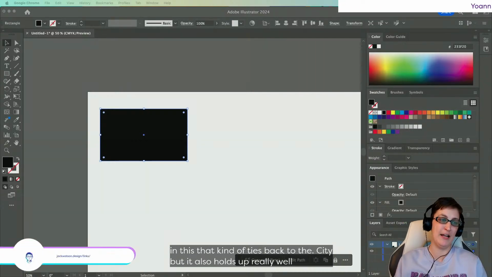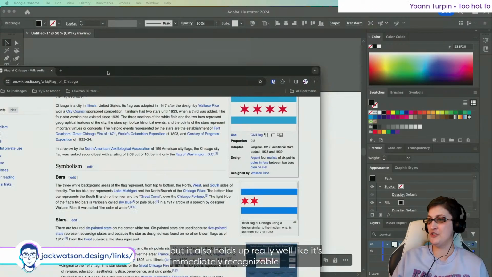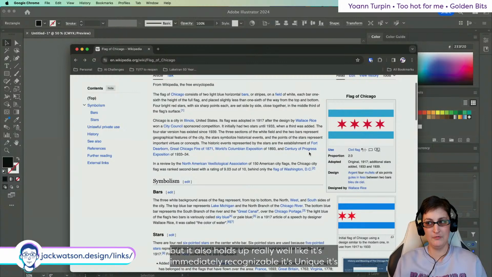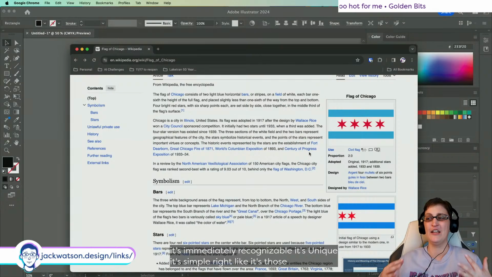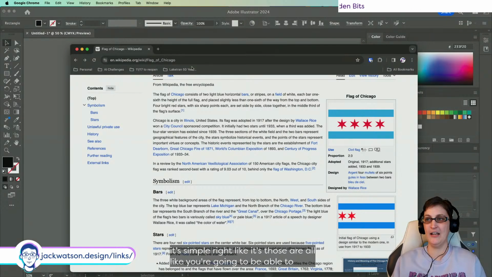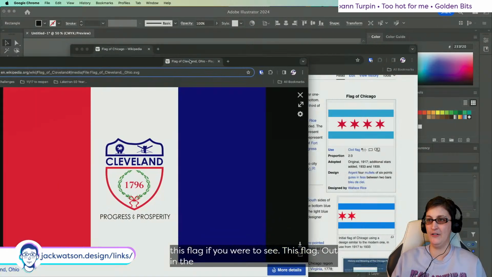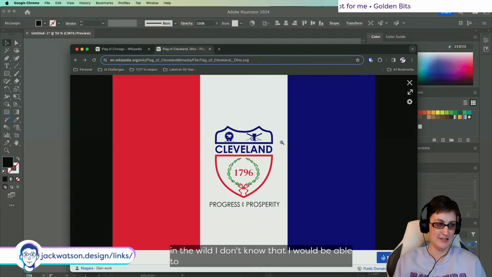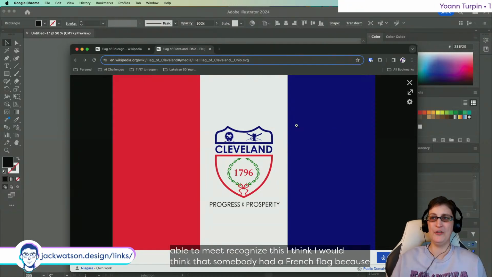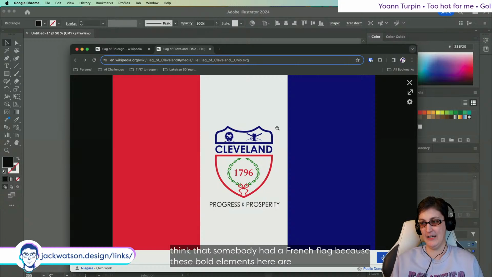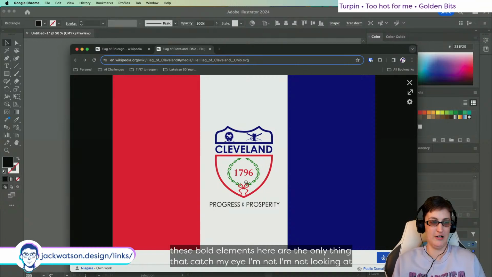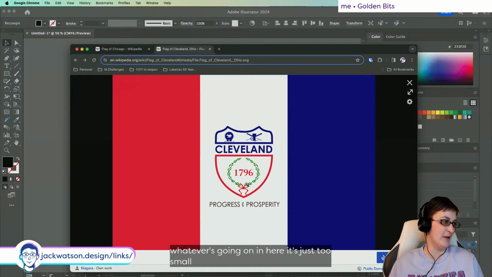It's immediately recognizable, it's unique, it's simple, right? Those are all things that let you recognize this flag. If you were to see this flag out in the wild, I don't know that I would be able to immediately recognize this. I would think that somebody had a French flag, because these bold elements here are the only thing that catch my eye. I'm not looking at whatever's going on in here. It's just too small, too far away, you know.